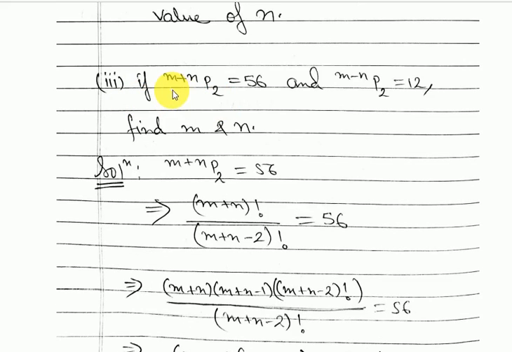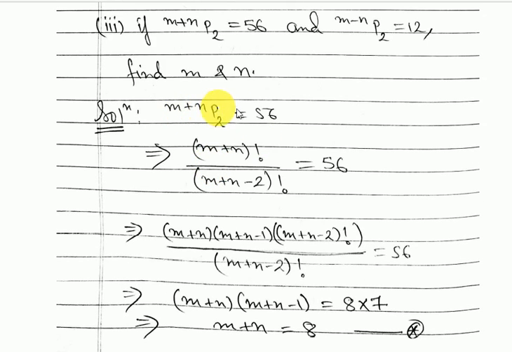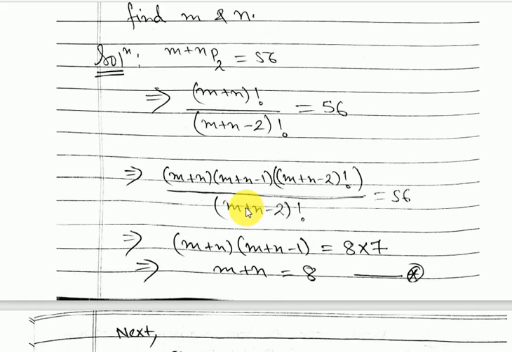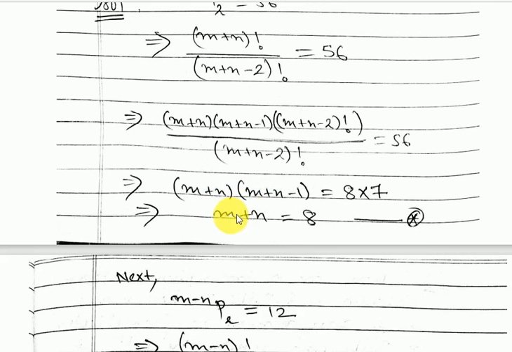Next is this: if (m plus n)P2 is equal to 56 and (m minus n)P2 is equal to 12, find the value of m and n. So (m plus n)P2 means factorial m plus n upon factorial m plus n minus 2, equal to 56. Simplify this, and at the end you will get (m plus n) into (m plus n minus 1) equal to 56, which can be written as 8 into 7. So clearly you can make out that this is m plus n and this is 1 less than m plus n. So here it is 8, here it is 7.